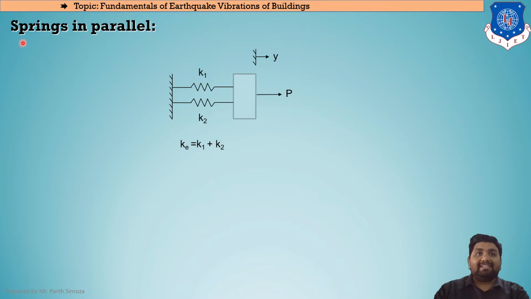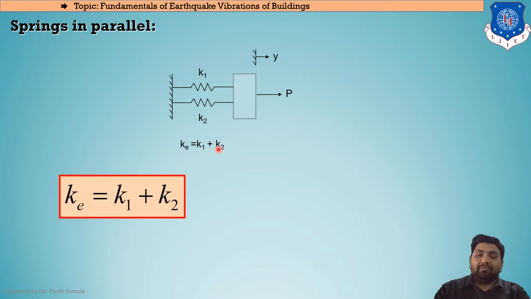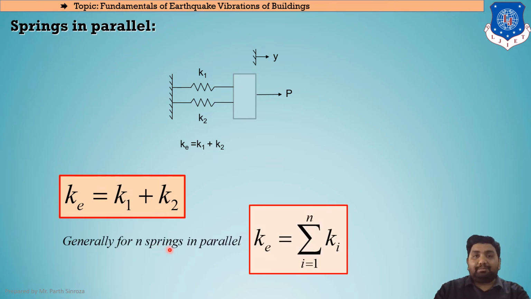Whenever we are talking about springs in parallel, the final answer will always be the summation of the individual stiffnesses. Here the stiffness of the first spring is assumed to be K1 and the stiffness of the second spring is assumed to be K2. So the total equivalent stiffness will be equal to K1 plus K2. This is the equation you will remember for springs connected in parallel, and generally for n springs in parallel, it is defined as Ke equal to the summation of Ki, where i goes from 1 to n. Clear? So this is the summation of that portion.